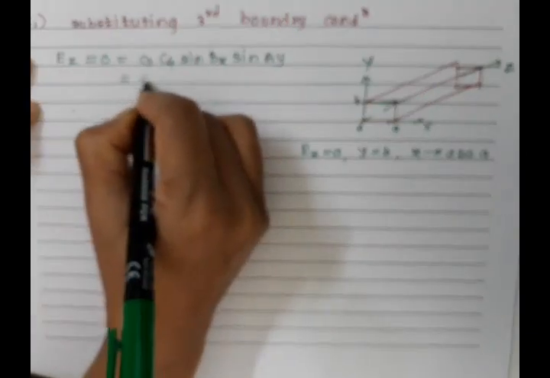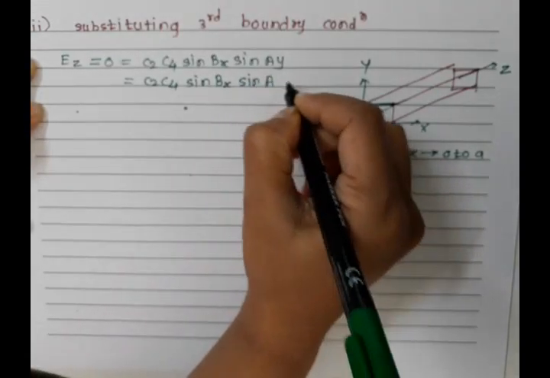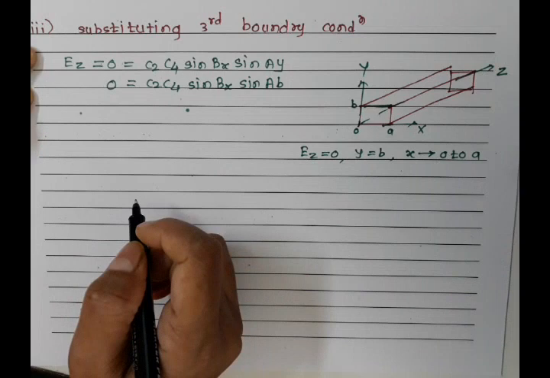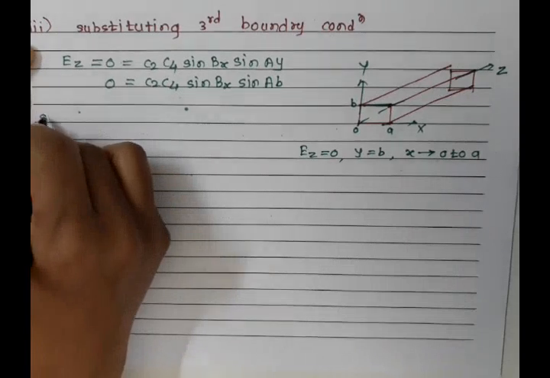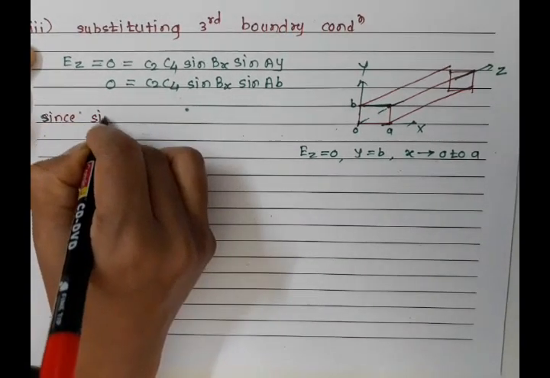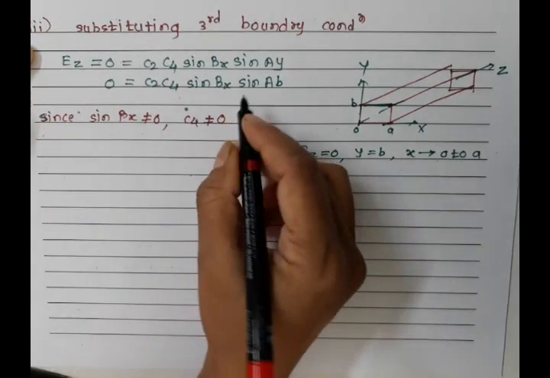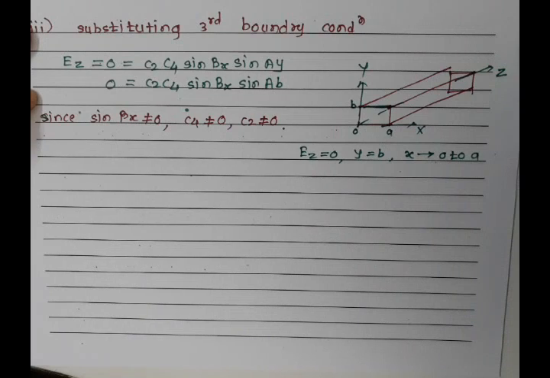Now I can put here C2 C4 sine of Bx sine of A, with y is equal to B. So here we have put the condition, and this is 0. Now we know that since sine of Bx cannot be 0, C4 cannot be 0 and C2 also cannot be 0, otherwise there will be no solution. If these were zeros, there would be no solution. So what will be 0 here?